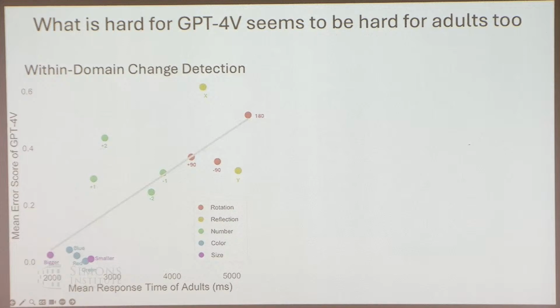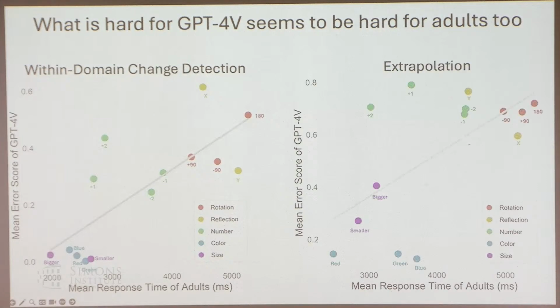By contrast, humans are very fast at recognizing color and size changes, and models also make fewer mistakes there. And this is true for the extrapolation process as well. So it seems like this is a little bit domain specific, in the sense that rotation, reflection, and 3D spatial transformations are harder, and things like size and color seem to be easier for both humans and models.